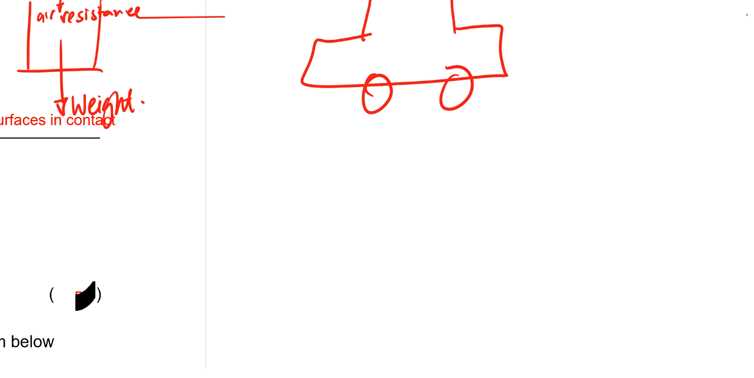Friction acts to the left. Okay, so friction will be acting to the left. Now this is the motion. Please take note that this is not a free body diagram. It is not a box over here. And this arrow over here does not represent a force. It just represents the direction of motion.